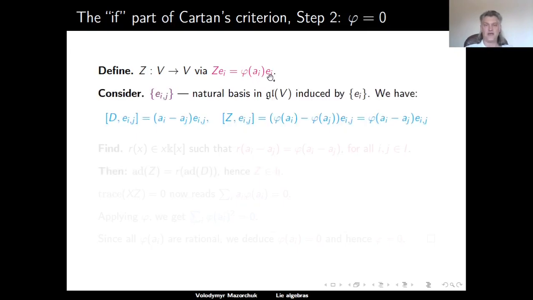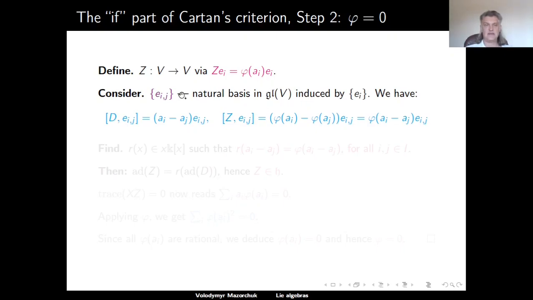Since we have a fixed basis in V, we have a natural basis in GL(V) consisting of, so to say, matrix units Eij, which is induced by Ei. So Eij is the linear operator of rank 1, which maps Ej to Ei. This is an element of GL(V).